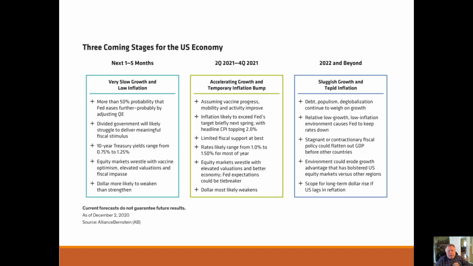What we see is a few stages for the U.S. economy. The first one is slow growth and low inflation, and that's in the next 1 to 5 months. We move into the rest of 20, we're going to see some accelerating growth and probably some inflation bumps. But when you're seeing the yields here, 0.75 to 1.25, then 1 to 1.5, and beyond that, I think the forecasts and everything that we're seeing is that relatively low growth, low inflation keeps rates down. And we're not going to have as much government spending across the world.